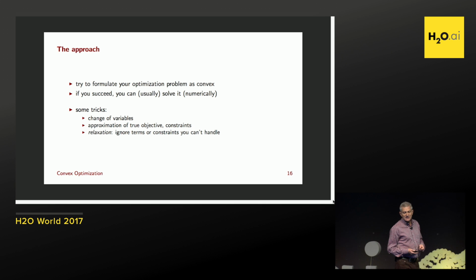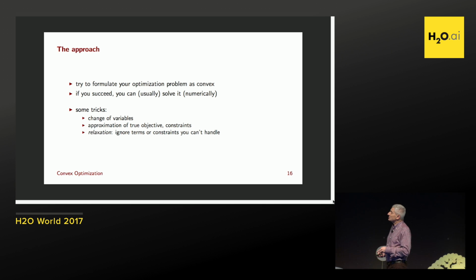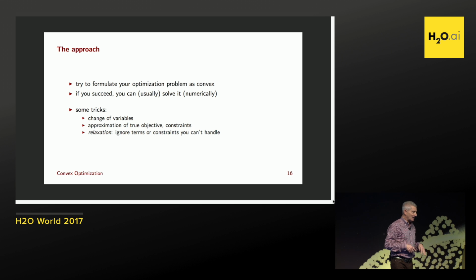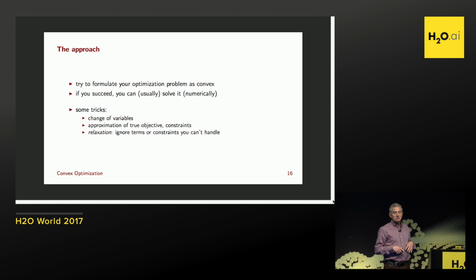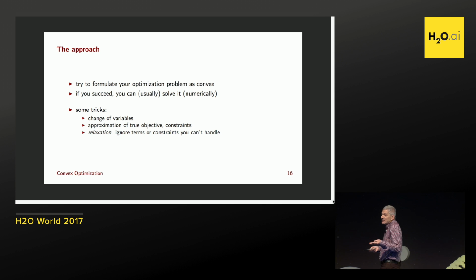And the tricks would involve things like change of variables, approximation of the objective and constraints, and something called relaxation, which is a very fancy term for this: you simply ignore the parts that you can't handle. But usually it's not admitted that that's what it is, because it's kind of unsophisticated. So usually it's dressed up and made to sound very fancy. But now the weird thing is how often it works. That's the weird, interesting thing about it as an observation in practice.